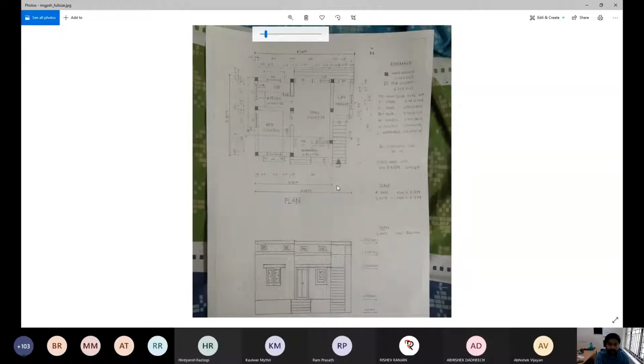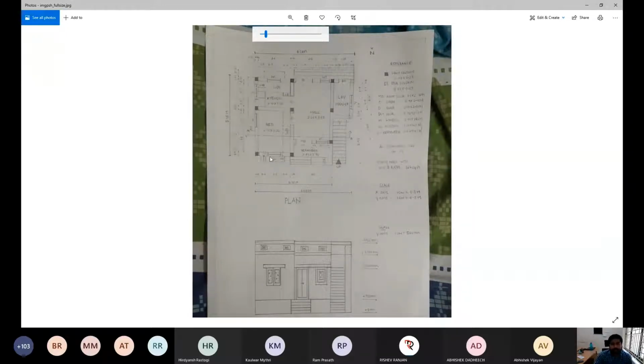Another thing is, in the last class I said only two things. One is plan, and second is front elevation. Front elevation is actually a projection. Front elevation is simply the projection of this plan, because this is your front side of that particular building.